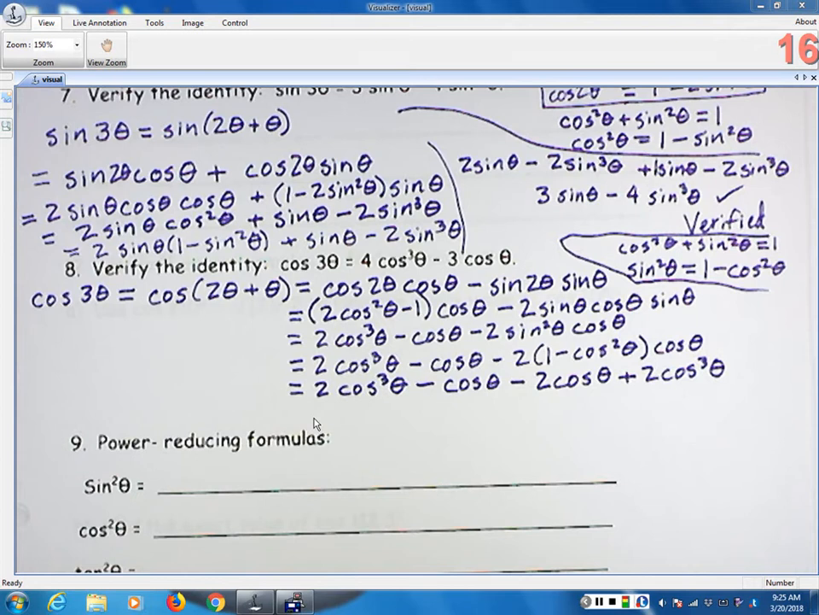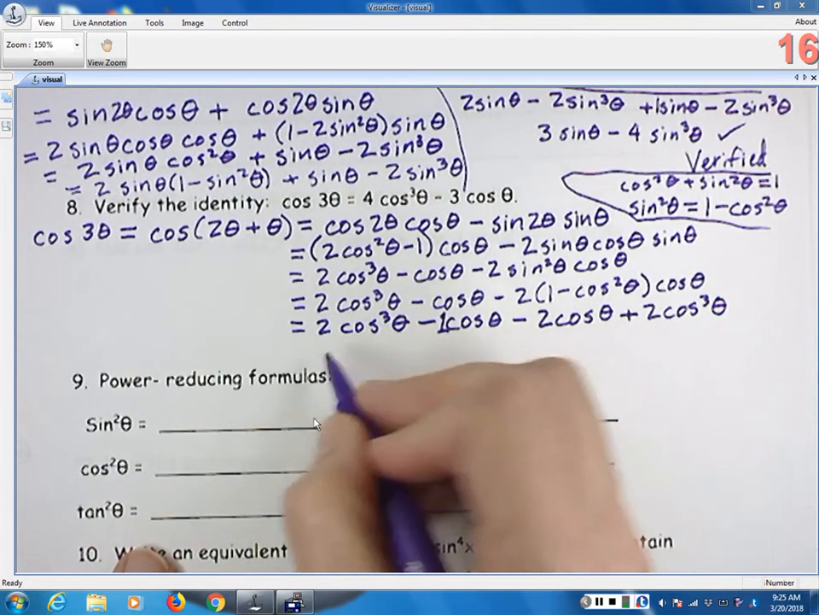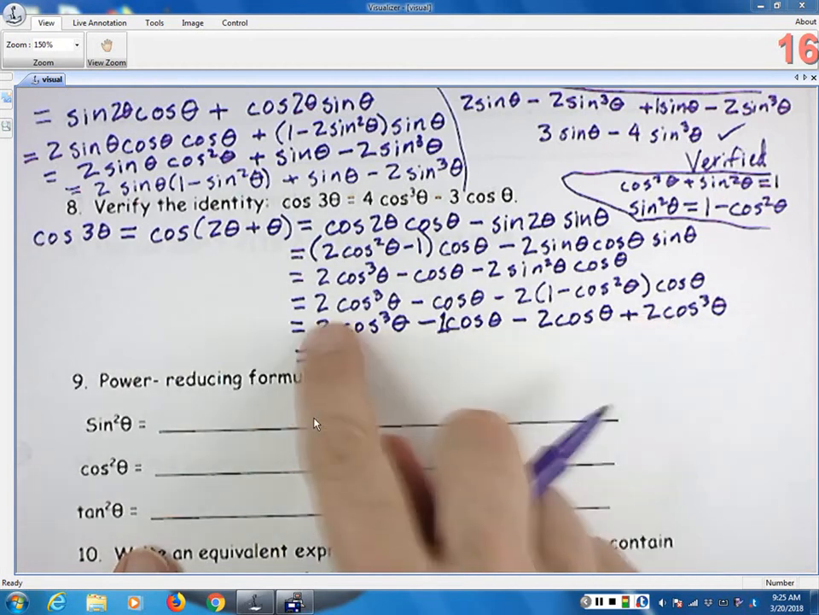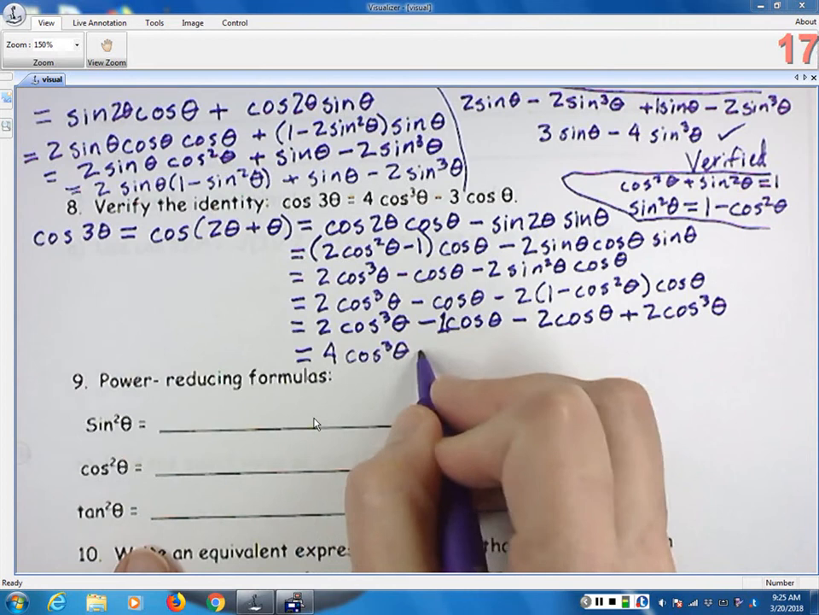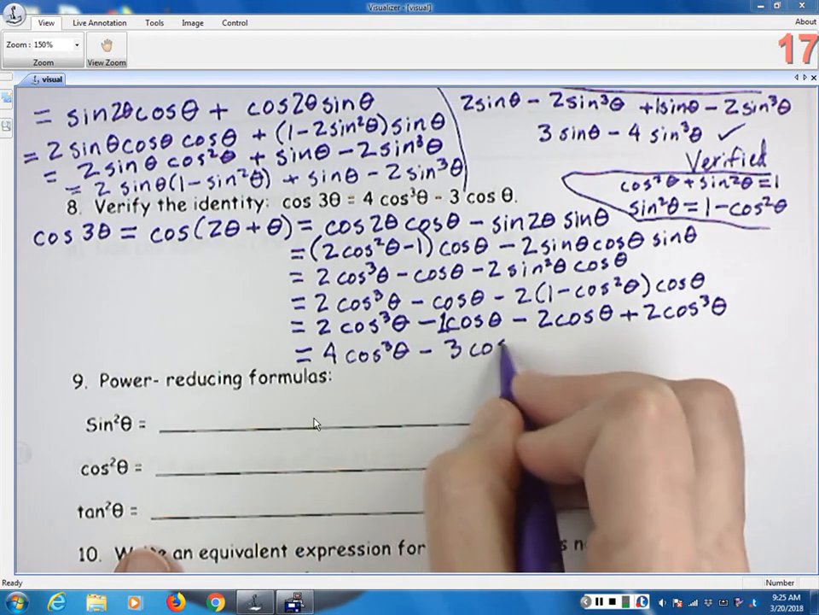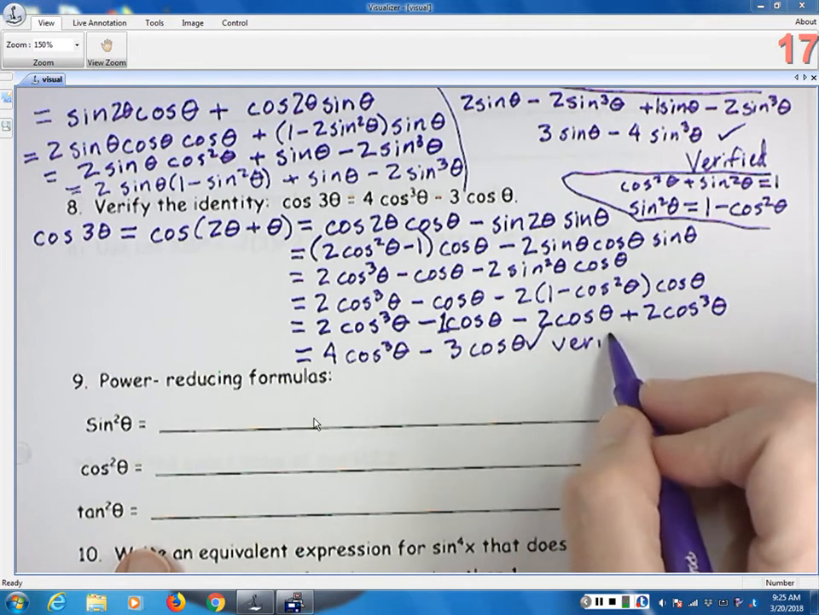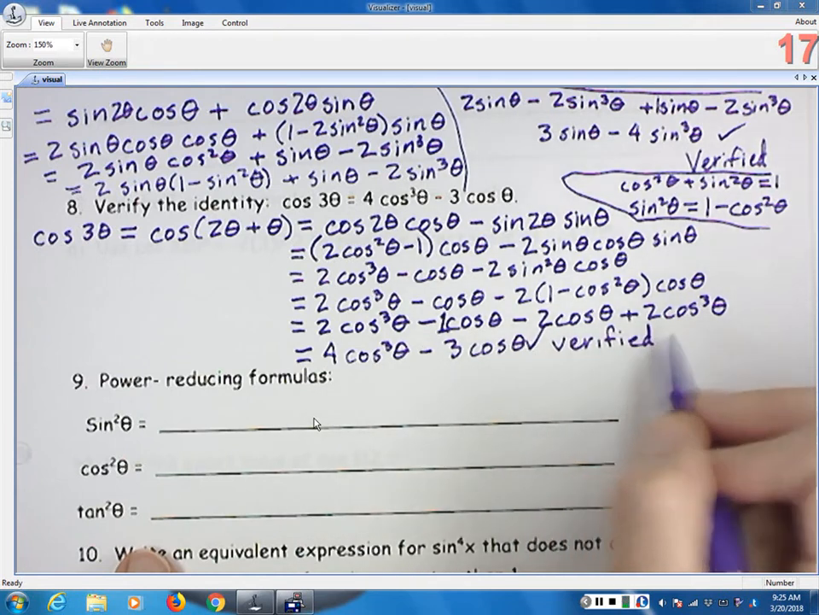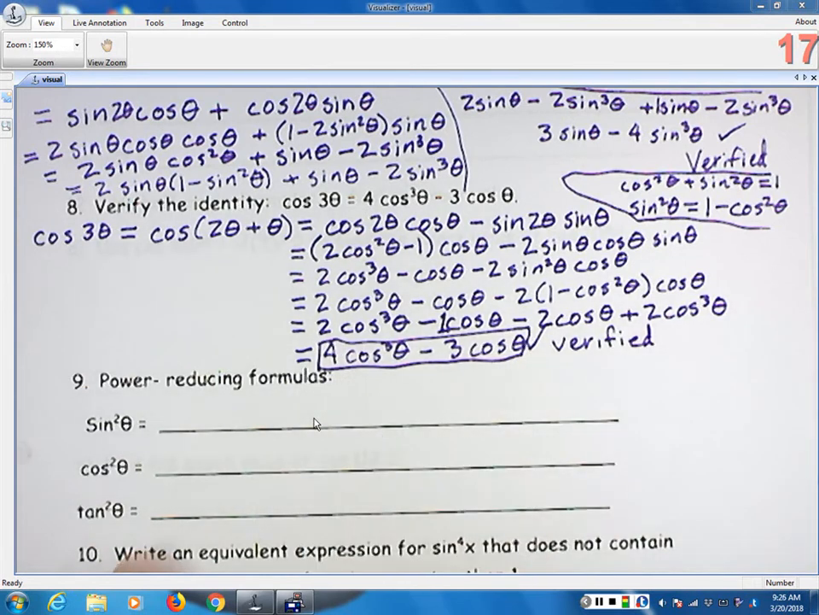Okay. And then we combine our like terms. There's an understood 1 here. So that's 4 cosine cubed theta minus 3 cosine theta. And that's verified. We got the same thing. So we started with the left side and we got the right side with manipulations of trig identities.